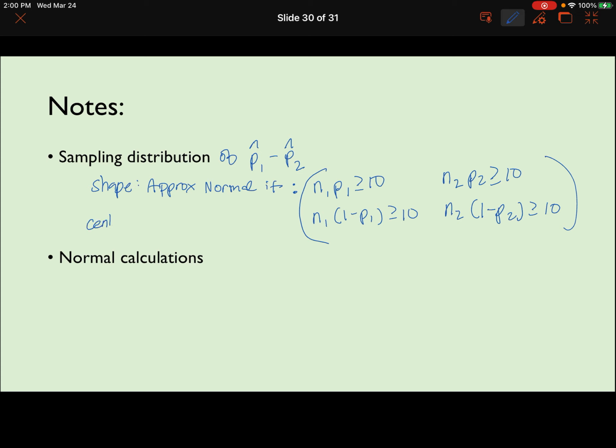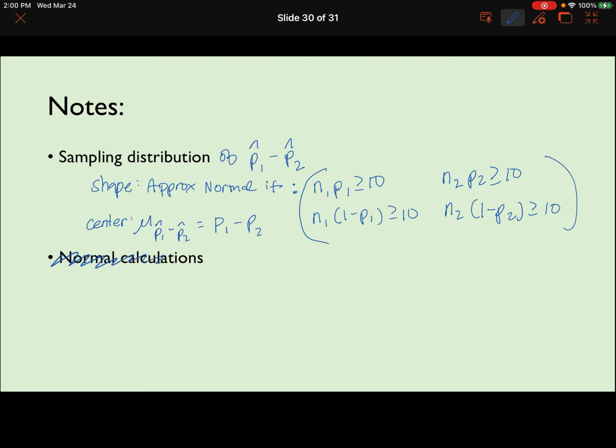For the center, it's going to be the mean, and this is just asking us what the center is in notation. To calculate it, you're just going to take your population proportions and subtract them, so that's actually pretty straightforward.